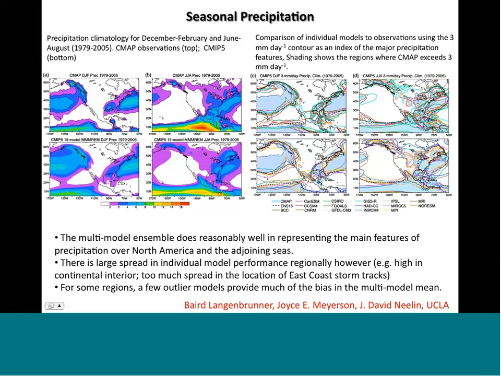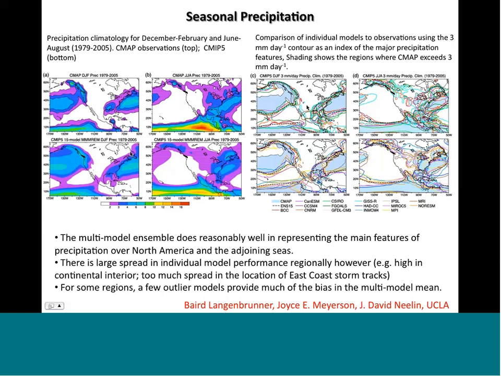the CMIP5 ensemble picks up the broad features of precipitation on seasonal timescales over North America and the adjoining seas. There tends to be a large spread in individual model performance regionally. For example, there is too much precipitation in the continental interior, especially in the summertime, and too much spatial spread in the wintertime storm tracks as well in the models.